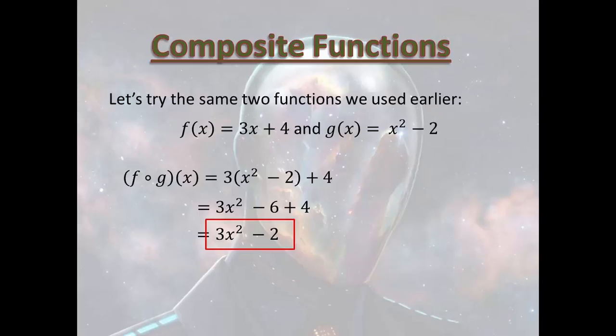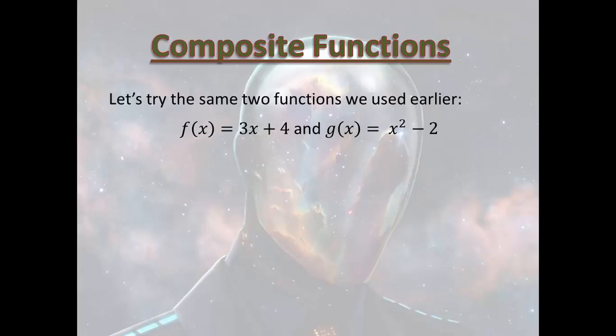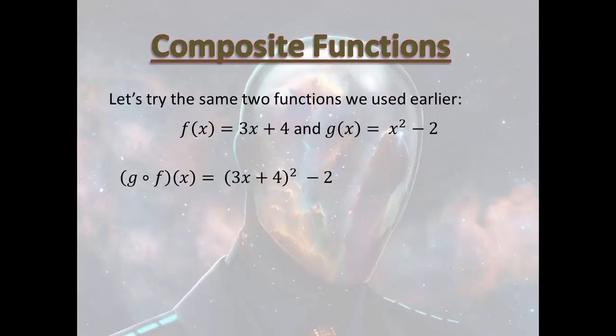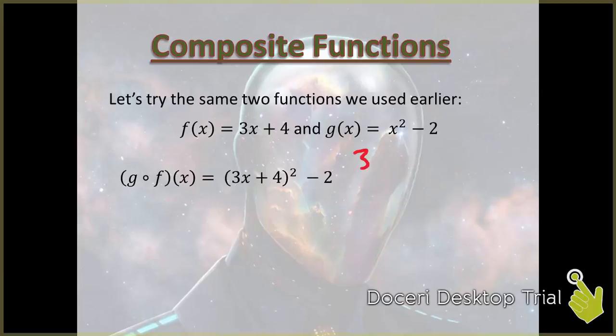Alright, let's say that I want to find g of f. Now I'm taking my f function and plugging it in wherever there's an x in my g function. So I have 3x plus 4 squared minus 2. The $1,000,000 mistake, guys, is thinking that 3x plus 4 squared is only equal to 9x squared plus 16.